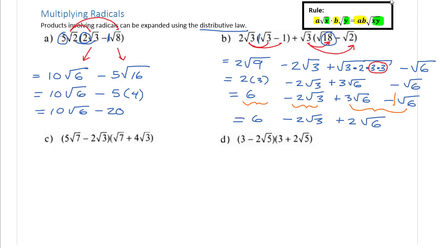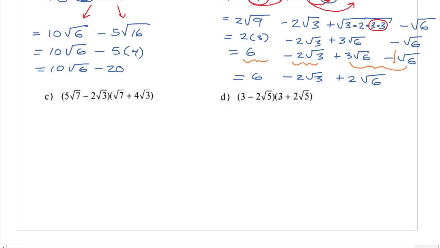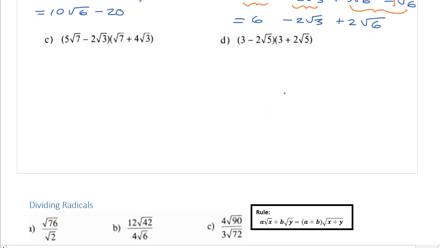All right, moving down the page a little bit. Let me just scoot this down a bit. All right. Let's multiply some more. Now this one, we have to multiply a binomial by a binomial. So we have to take the first term and multiply it by each of these.